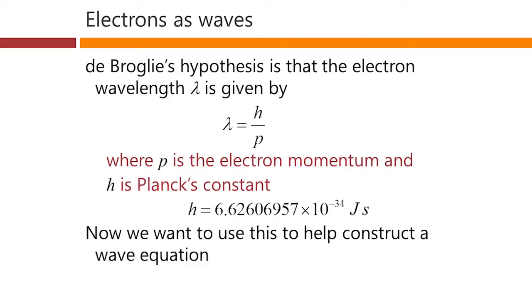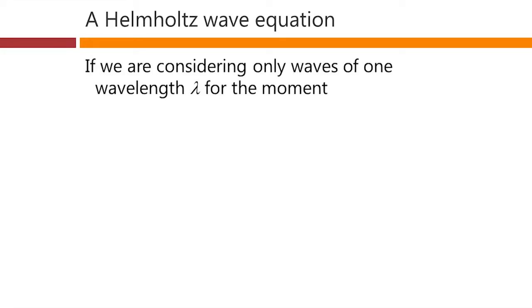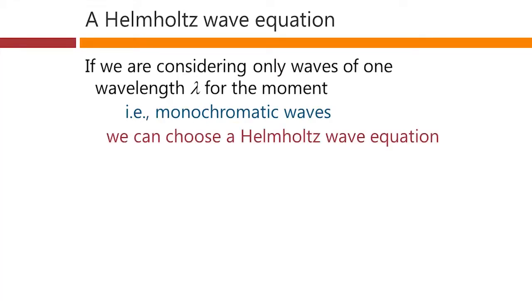Now, what we want to do is use de Broglie's hypothesis to help us construct a wave equation. So let's do that. And what we're going to do is construct a Helmholtz wave equation here. So we're going to consider waves of only one wavelength for the moment, a wavelength lambda. That is monochromatic waves. And here's a Helmholtz wave equation that we might choose to write down, where we've got k equals 2 pi over lambda.